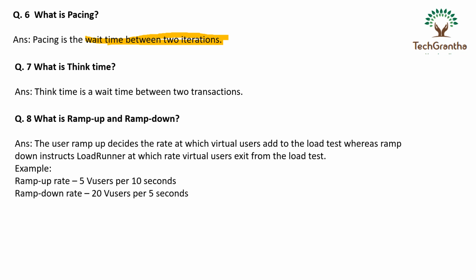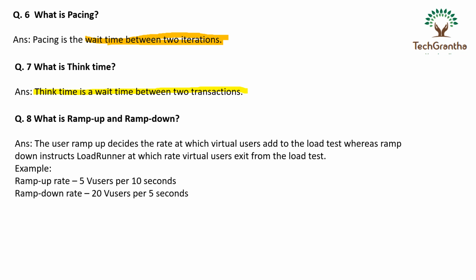Next, what is think time? Think time is the time taken between two transactions, or you can say how much time it takes on each request. That is known as think time. Okay, now the next question: what is ramp up and ramp down time?